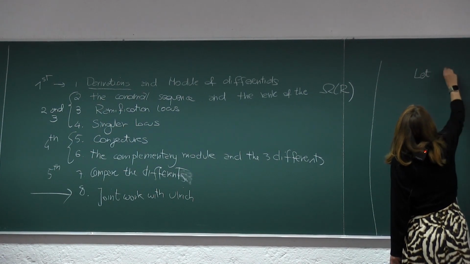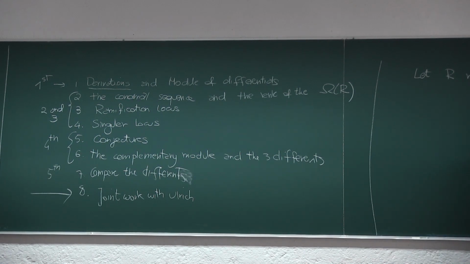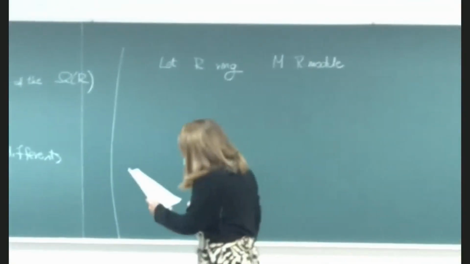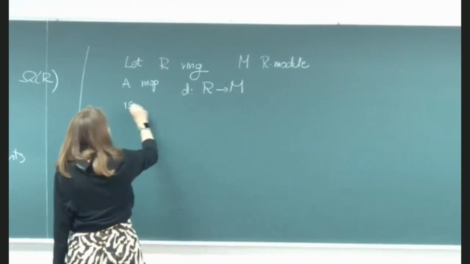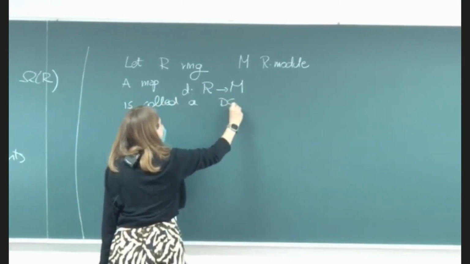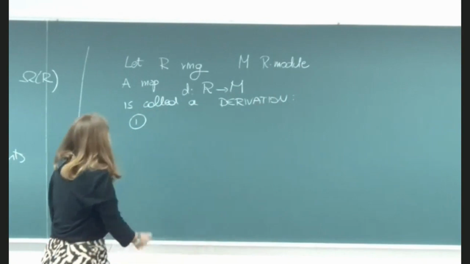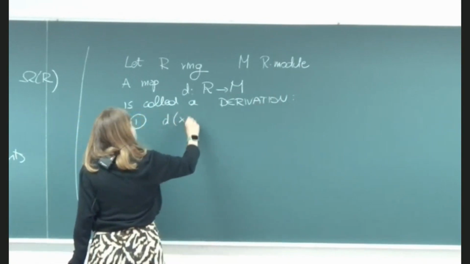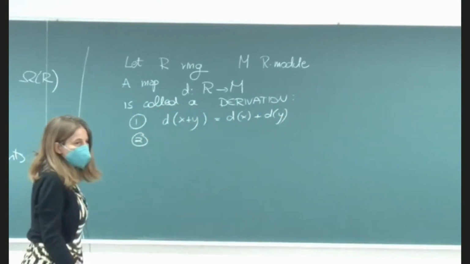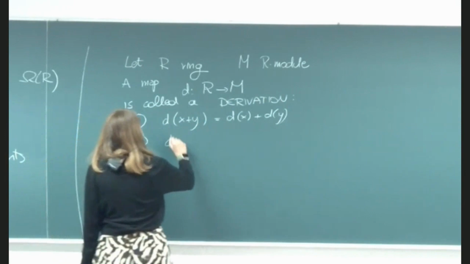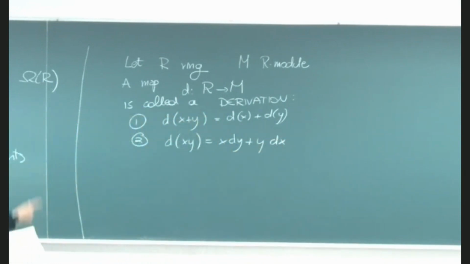Okay, so R is a ring, and we'll put more assumptions later on when we need them, and M is a module. Then a map D that goes from R to M is called a derivation if it has the following two properties. First, we want it to be a group homomorphism, so that D(x plus y) is Dx plus Dy. And second, we want it to satisfy the Leibniz rule, or product rule, which is simply that D(xy) is x Dy plus y Dx. Okay? So you should have these two properties.